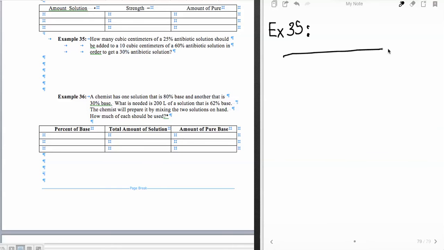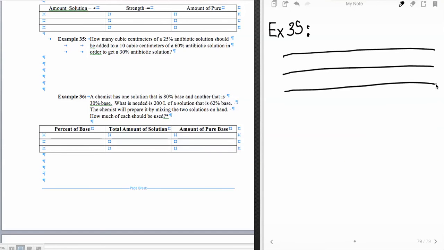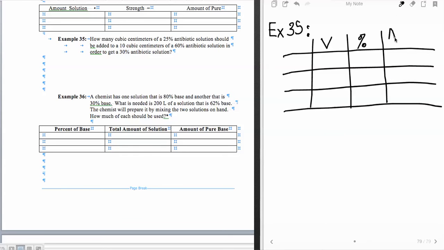Now, not only do these come up in chemistry, but nurses and doctors and pharmacists deal with these kind of mixture problems quite often as well. So those are specific fields that you will actually see them in practice. So I'm going to have the volume here, I'm going to have the percent, and I'm going to have the amount, and this one I'm going to call the amount of pure, and this time it's antibiotic. So this is antibiotic, and I'm just going to do antibio there for us.